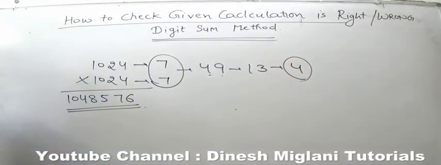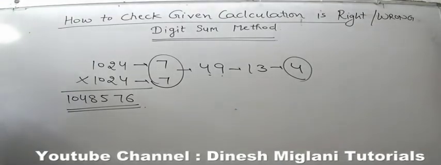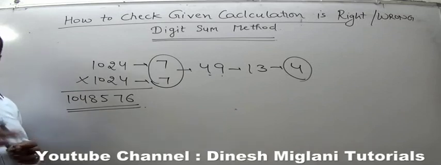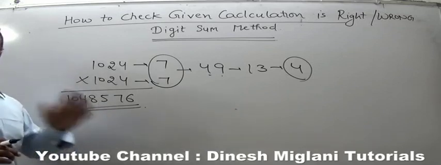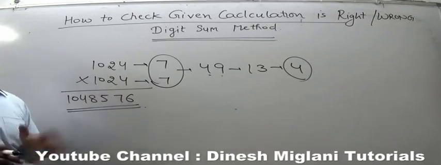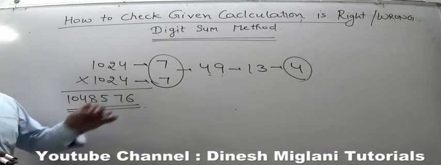Means what we have done, we have to multiply 1024 into 1024. We have taken the digit sum, 4 2 6 and 1 7. Here also I have taken the digit sum, 6 and 1 7. Then because here we are multiplying, 7 into 7, we get 49, and 4 and 9 we get 13, and 3 and 1 is 4. So here I can say I am getting my value to be 4.